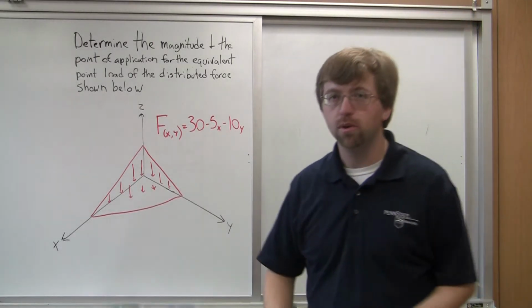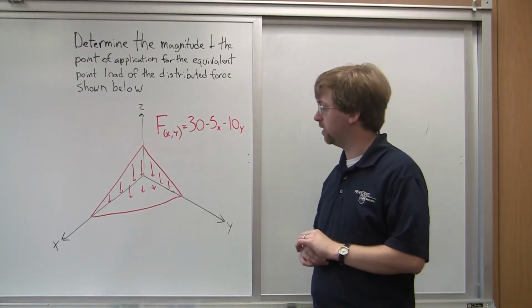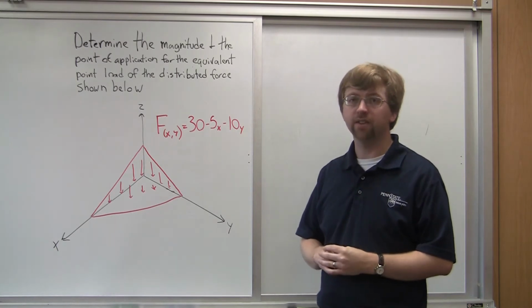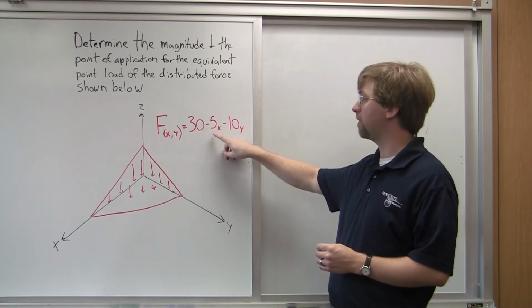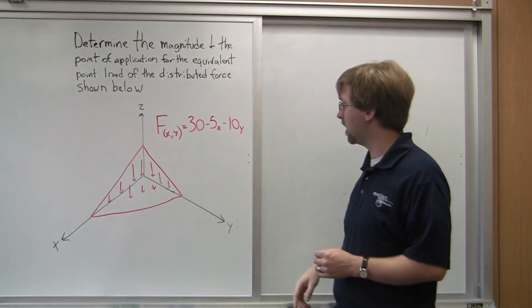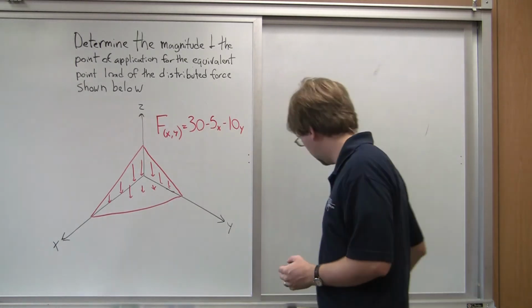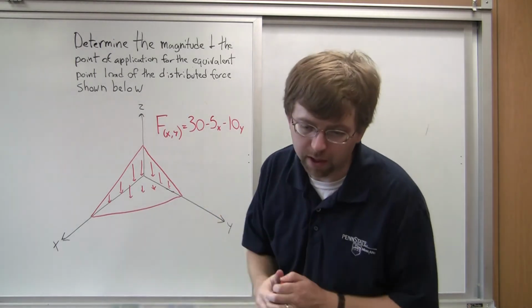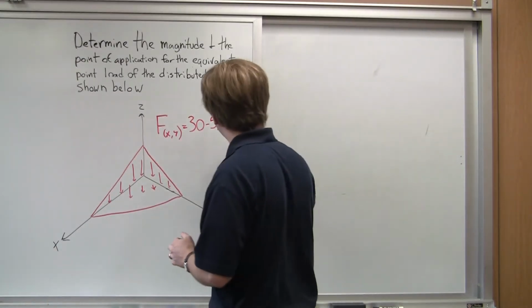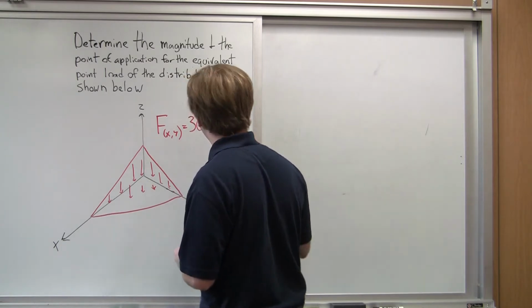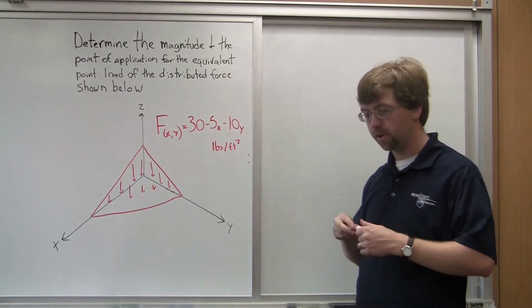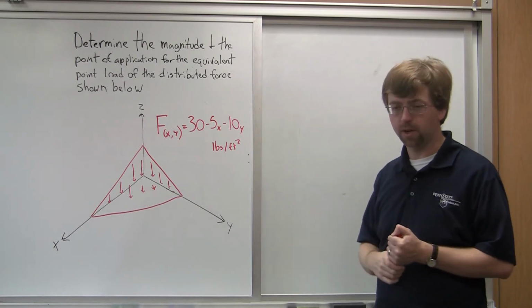Hello, for this problem we've got a surface force that's acting over both the x and the y directions. So the magnitude of the force is 30 minus 5 times the x value plus 10 times the y value. And units of this are going to be pounds per foot squared. So with this we've got two dimensions to worry about.